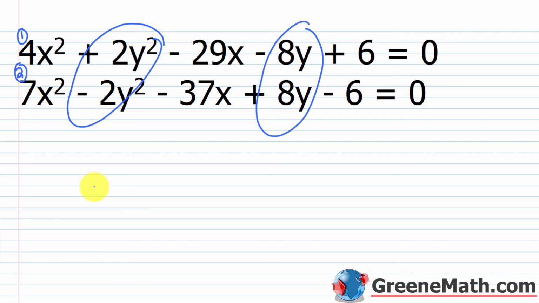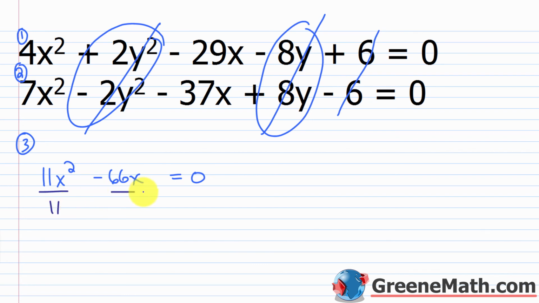4x squared plus 7x squared for equation 3 would give me 11x squared. These would be eliminated. These would be eliminated. Negative 29x plus negative 37x would be negative 66x. And then 6 minus 6, that's gone. So this just equals 0. So the first thing is I can divide both sides of this equation by 11 and make everything smaller. This would be x squared minus 6x equals 0.